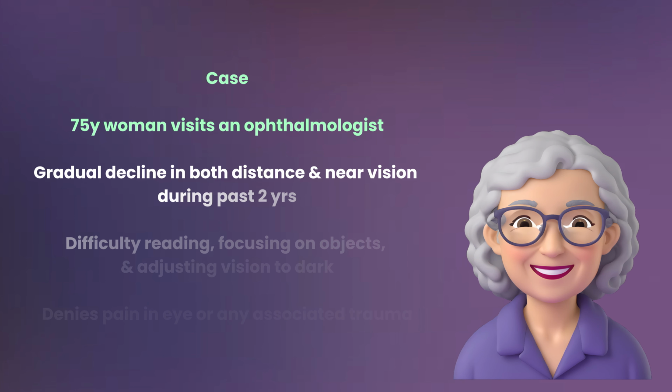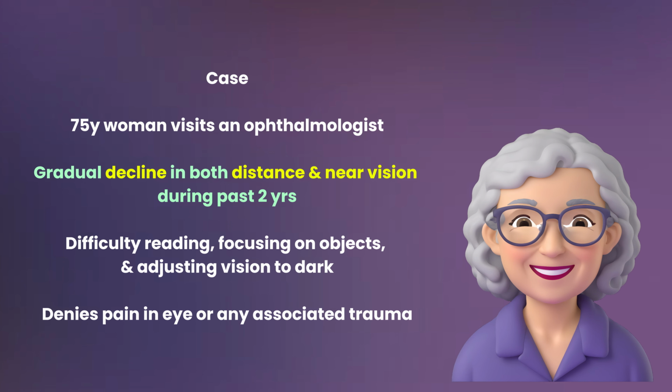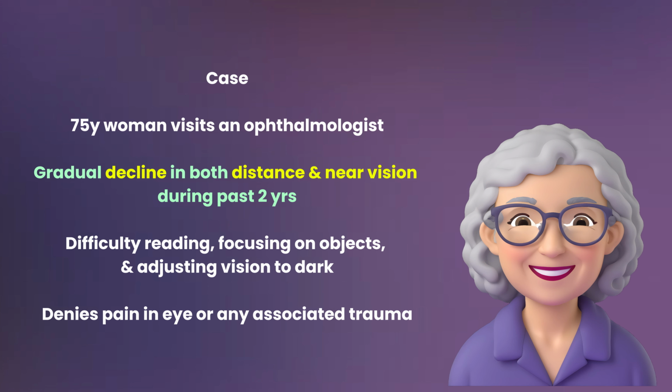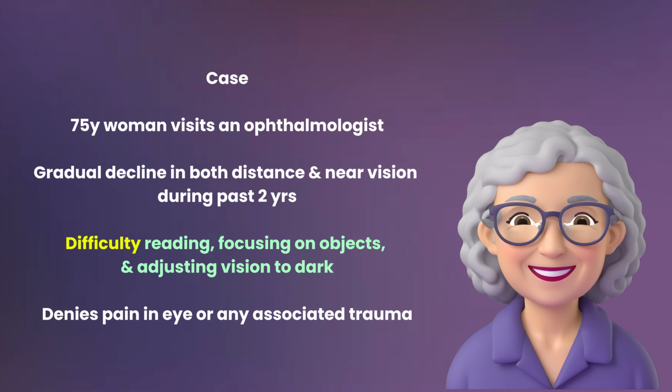A 75-year-old woman visits an ophthalmologist because she has noticed a gradual decline in both her distance and near vision during the past 2 years. In particular, she has difficulty reading, focusing on objects in front of her, and adjusting her vision to the dark. She denies pain in her eye or any associated trauma.